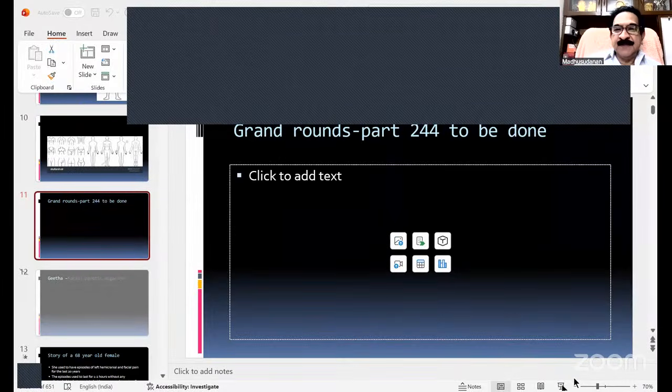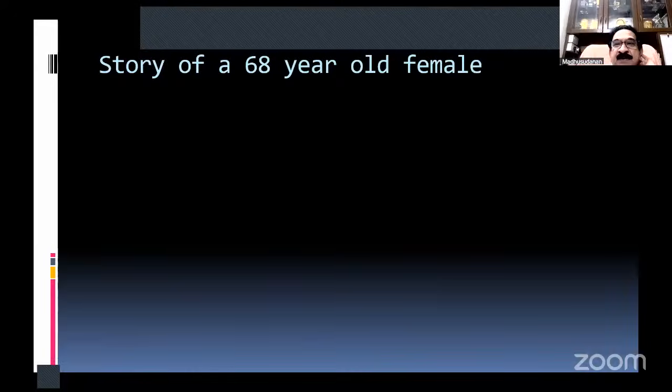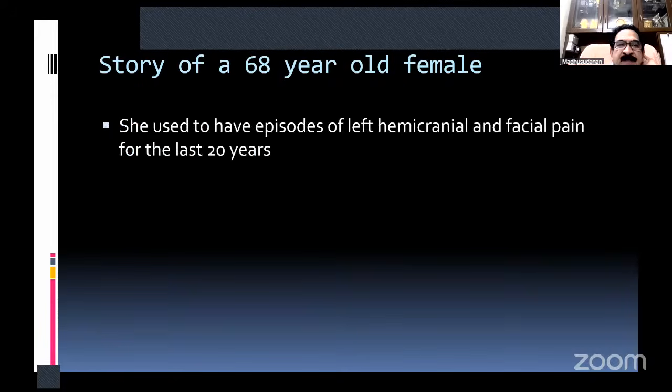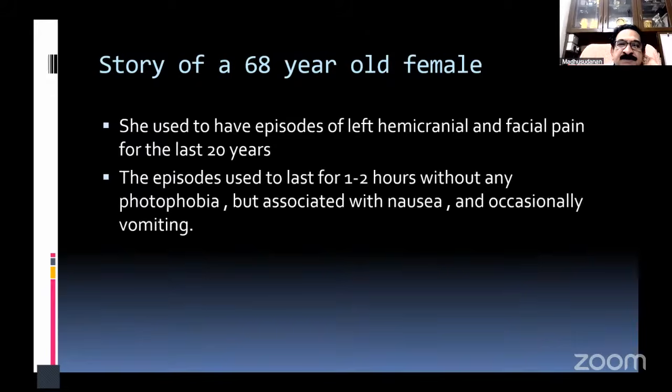As usual, I'll start with the short case first. Can you see my slide? Yes, sir. This is the story of a 68-year-old female. She used to have episodes of left hemicranial and facial pain for the last 20 years. The episodes used to last for 1 to 2 hours without any photophobia, but associated with nausea and occasionally vomiting.